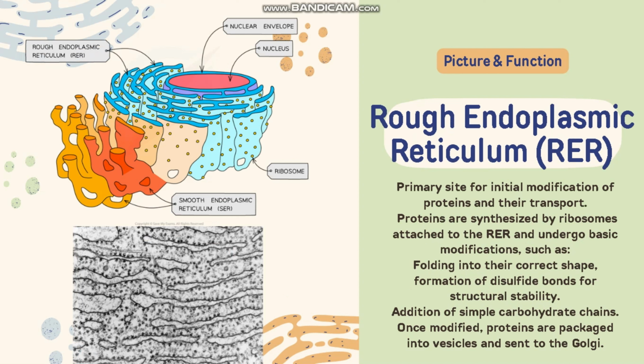So, rough endoplasmic reticulum. It's the primary site for initial modification of proteins and their transport. Proteins are synthesized by ribosomes attached to the RER and undergo basic modifications such as folding into their correct shape, formation of disulfide bonds for structural stability, addition of simple carbohydrate chains. Once modified, proteins are packaged into vesicles and sent to the Golgi.